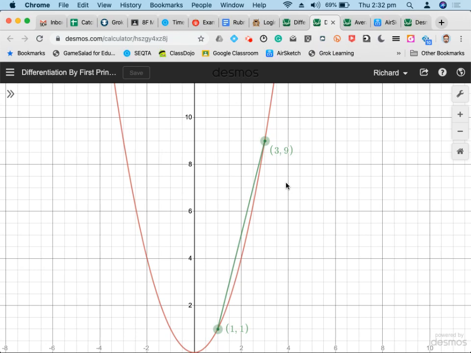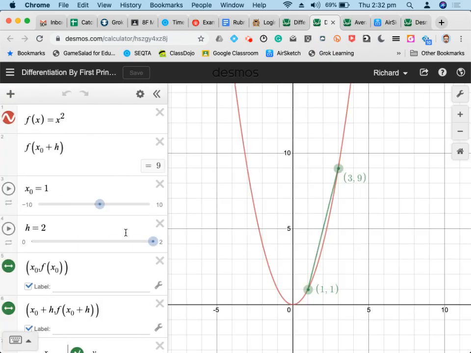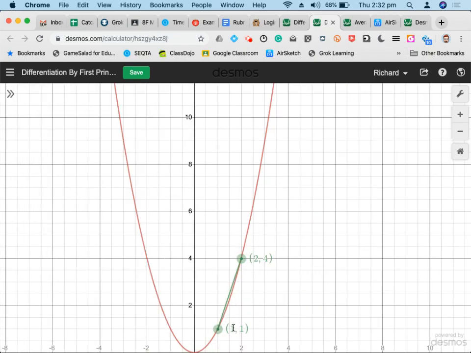Now, what I'm going to do is keep the bottom point the same because it's nice and easy, 1, 1. And if you have a look at what I do with the 3, 9 point, have a look at the green line itself. Can you see that it's actually getting closer? So if I get to 2, the gap between the green line and the red line is a lot less. And so you'd think that the green line there would be a better representation of what's happening on that part of the curve.